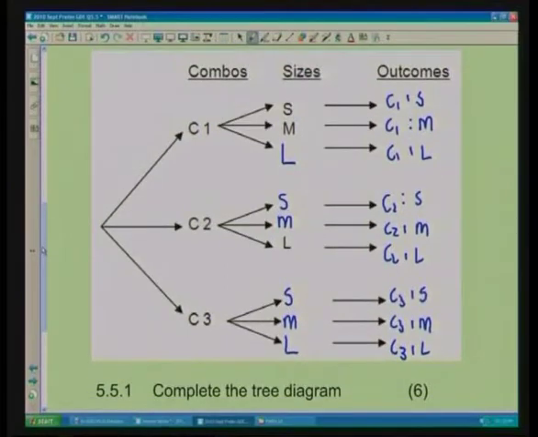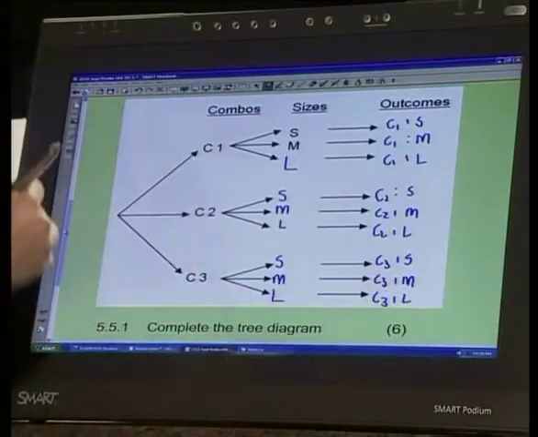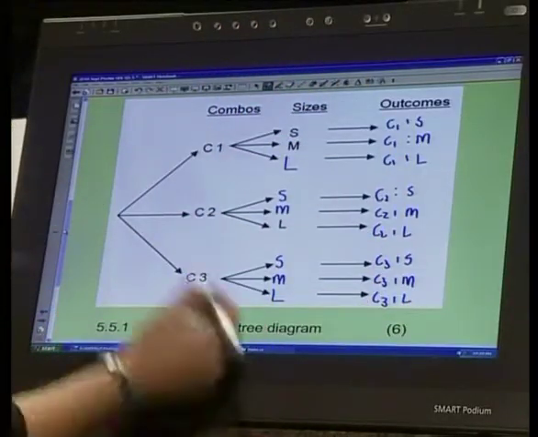So question 5.5.1, completing the tree diagram. We've done that. Six easy marks, and all you had to do was simply fill in a few extra symbols. So really, really easy marks. If you've never seen a tree diagram before, that's what they're asking you to do. So have a good look at it and make sure that you cash in on those 6 easy marks.